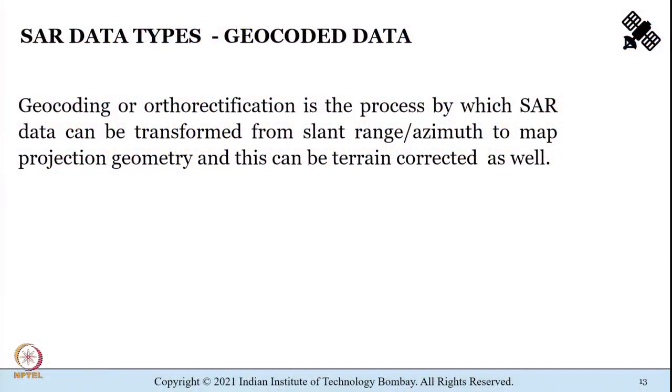Now, moving on, we have geocoded data. Geocoding or orthorectification is the process by which SAR data can be transformed from slant range or azimuth to map projection geometry, and we get to do terrain correction as well on this data. The geocoded data, I would call the most user friendly data type. Here georeferencing means we are attaching coordinate information to the data, and after geocoding, we get information about the coordinates. So this is one data type that we will have access to.